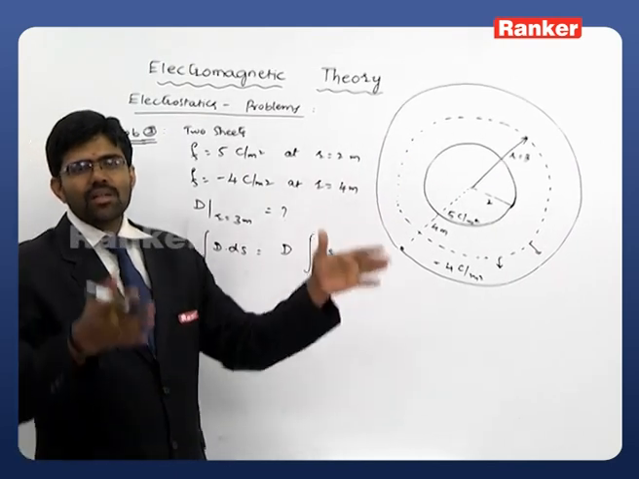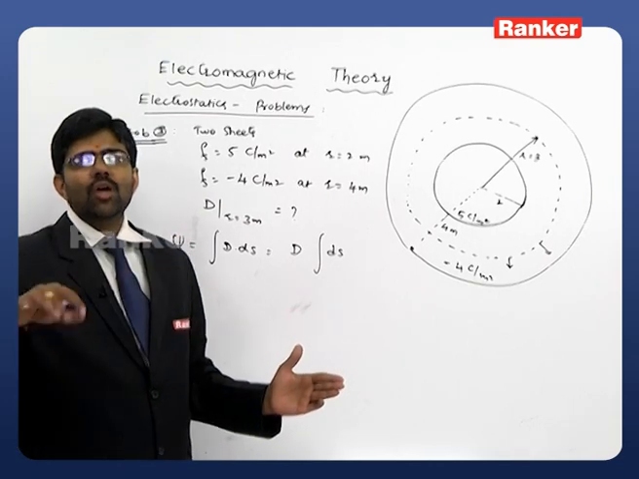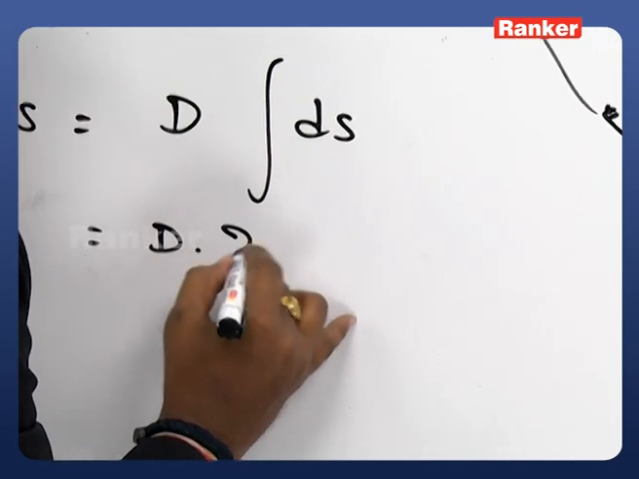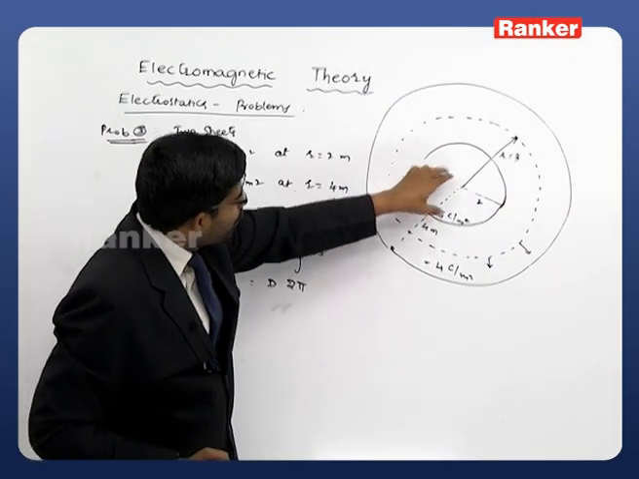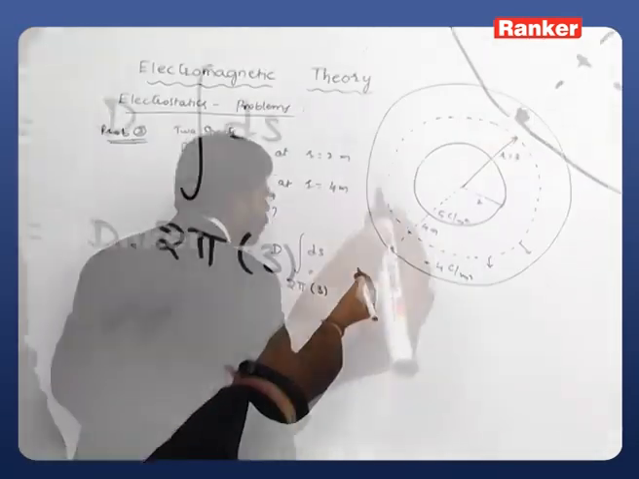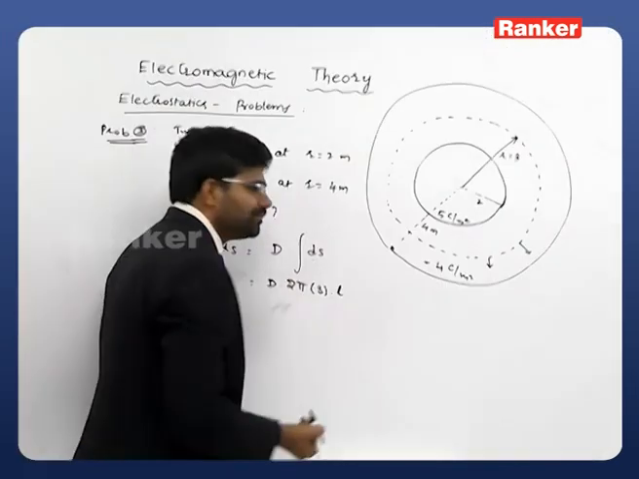So, what is the surface area of any cylinder? The surface area of any cylinder for the curved surface is 2 pi rho L. So, which is equals to D times 2 pi rho, where rho is nothing but the radius. What is the radius up to this part? It is 3 meter radius. 2 pi into 3, we don't know what is the length of the cylinder. So, don't bother about that, just write down that one as L.